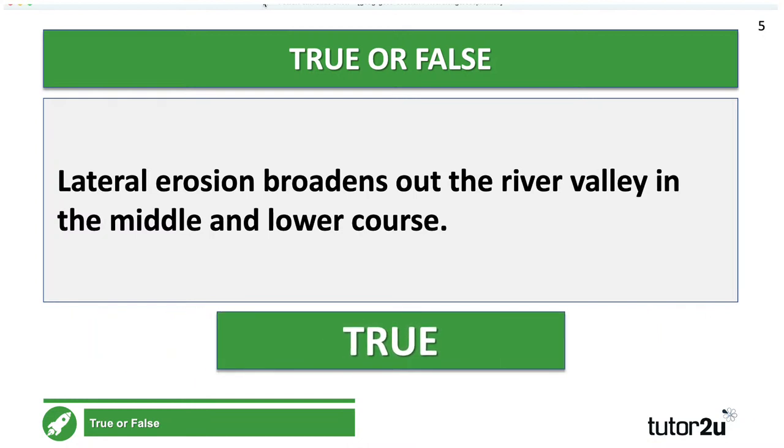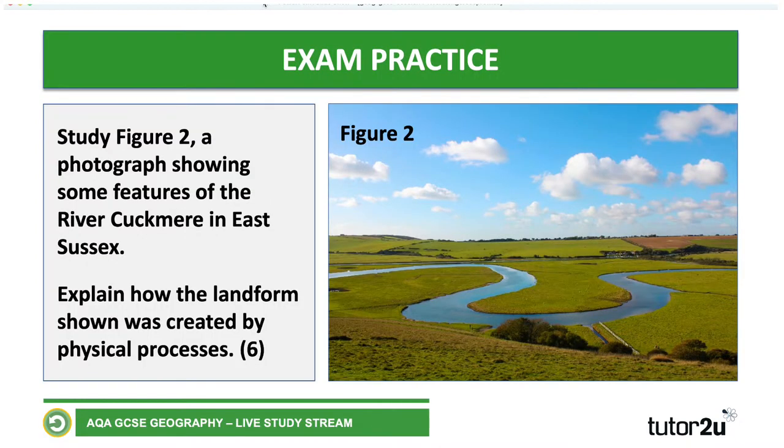Can I have the answer then, please? So yes, of course it does. Lateral erosion, remember, is that kind of horizontal erosion. So it makes the river valley much wider. Right, I think that is the last one.